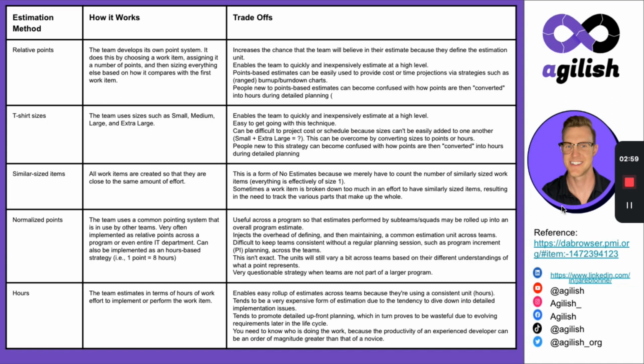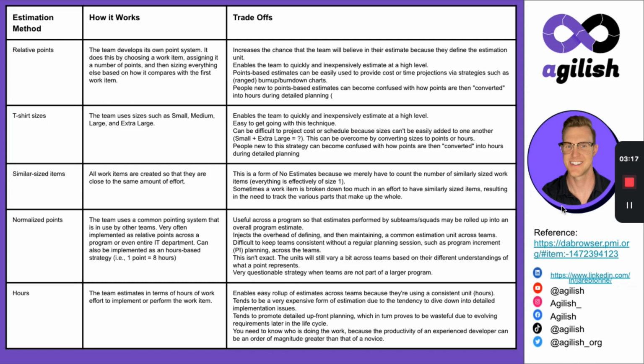And then also, people new to the strategy can become confused because of this conversion in detailed planning, as in, hey, you're saying I have 5 extra larges and 1 small. What does that mean in terms of hours of what I can do? So that's some confusion that can come with this one.